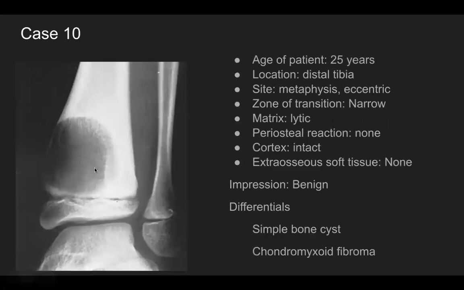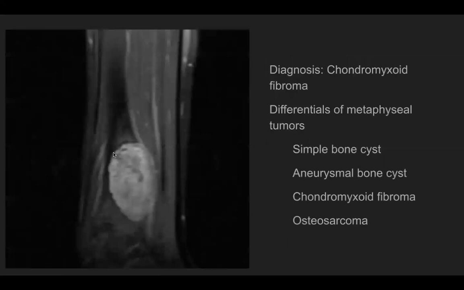Now, this is a tumor in a 25-year-old in the distal tibia: a well-defined, narrow zone of transition lytic lesion, no periosteal reaction, no cortical break, and no extraosseous soft tissue component. This is a clear-cut benign tumor, because a narrow zone of transition in a patient less than 30 years old is always benign. The differentials of this could be either a simple bone cyst or a chondromyxoid fibroma. Now, how to differentiate between a simple bone cyst and a chondromyxoid fibroma? Do an MRI, and we can see on MRI this is a solid tumor. It is not a cystic tumor. It is a totally solid tumor. So it is a chondromyxoid fibroma and not a simple bone cyst.